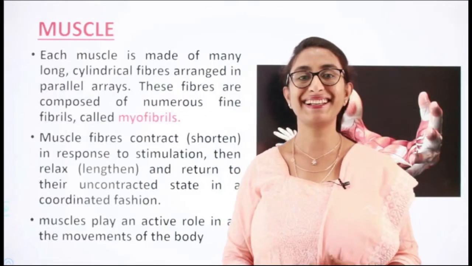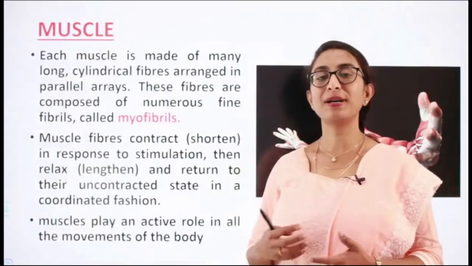So in this lecture, we will be discussing muscle tissue. Basically, our body is composed of four kinds of tissues: epithelial tissue, connective tissue, muscle tissue and neural tissue. In this lecture, we will discuss muscle tissue.